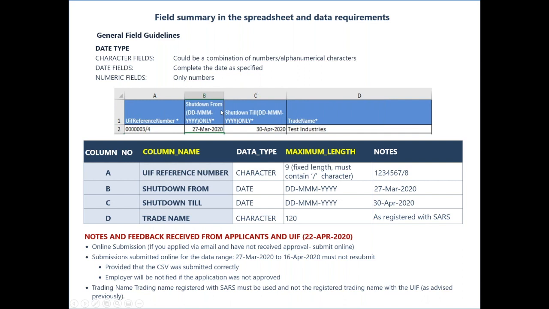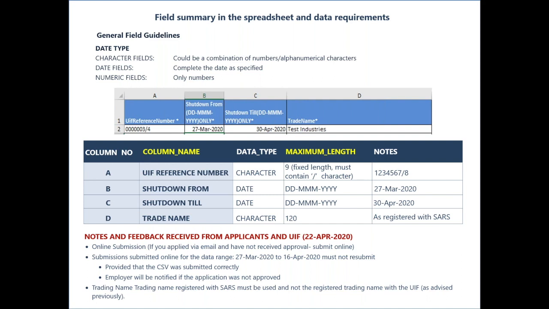In terms of the actual spreadsheet, if we start with the UIF reference number, we've covered that. If you don't have your UIF reference number, you can now obtain it from the actual UIF website, and it is an 8-digit number, and it must be captured according to this format. So it will be with the slash, the shutdown from date.